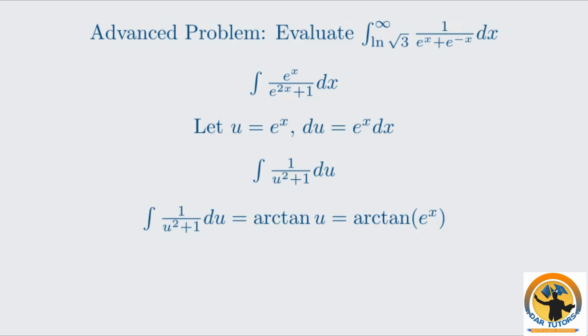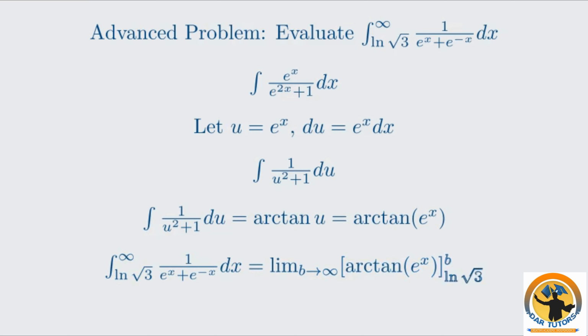Now we can evaluate the improper integral using our antiderivative. This is the limit as b approaches infinity of arctan of e to the b minus arctan of e to the power of ln root 3.